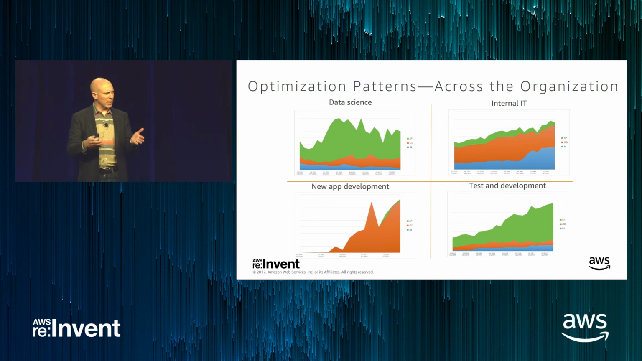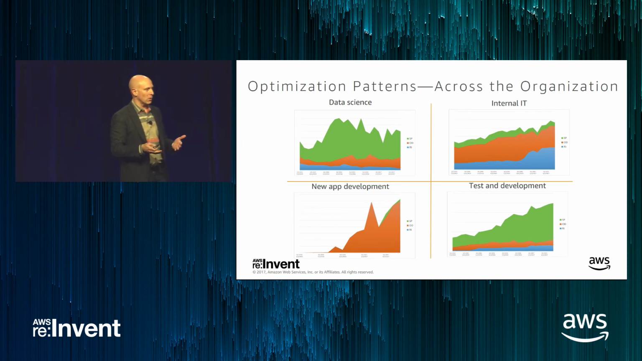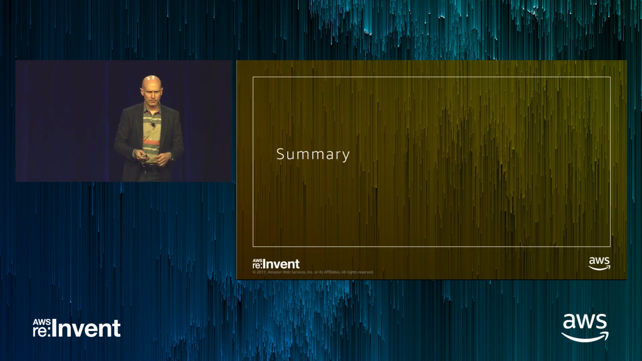So I want you to think about, what kind of company am I in? What kind of function am I in? How do I think about optimization based on what are the workflows that I need to support? What are the applications? So with that, I want to pull a few of these things together.